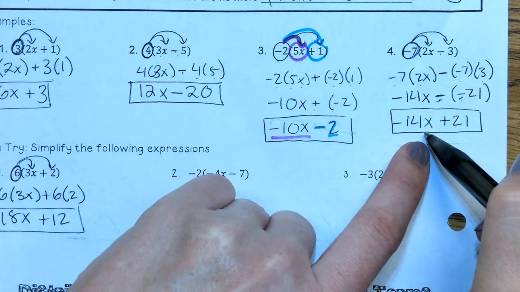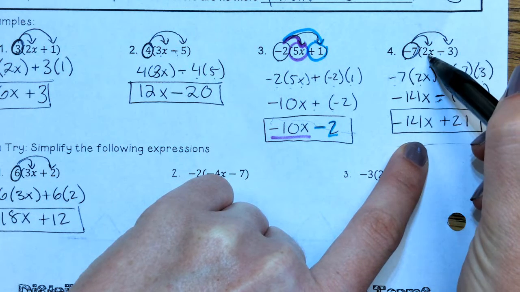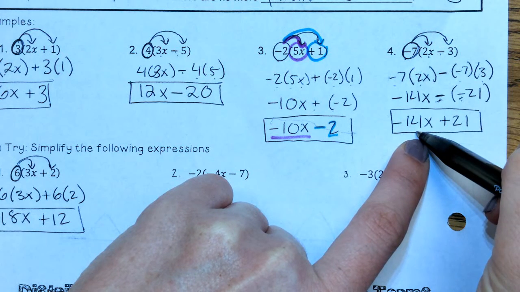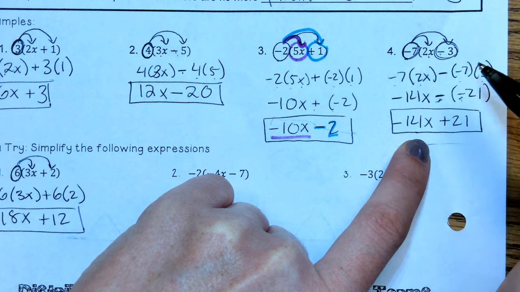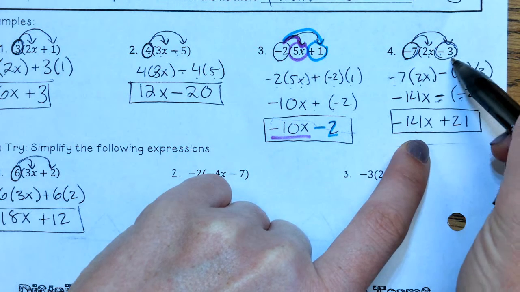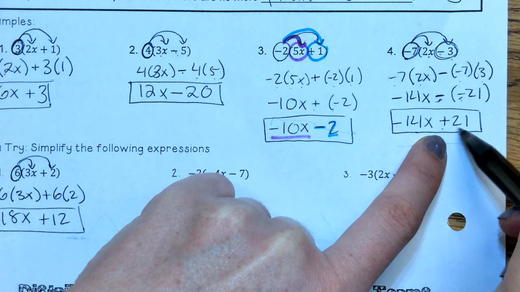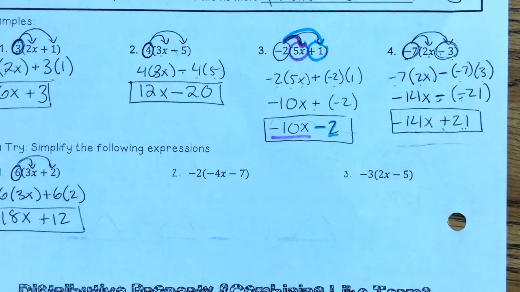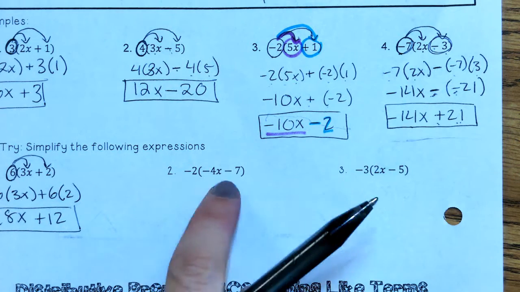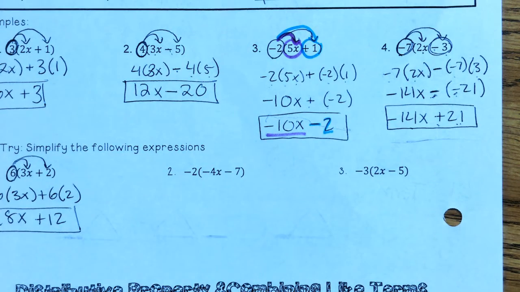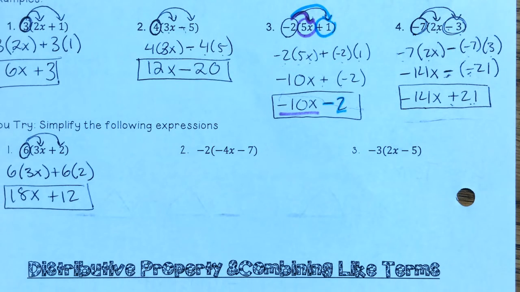And again, we could have hopped right to this step. Negative 7 times 2x is negative 14x. Negative 7 times, always look to the term on the left, negative 3 is positive 21, which is why we're adding 21. So you guys try 2 and 3. They're just like number 4 because these negatives and subtractions get tricky. So do 2 and 3 on your own.